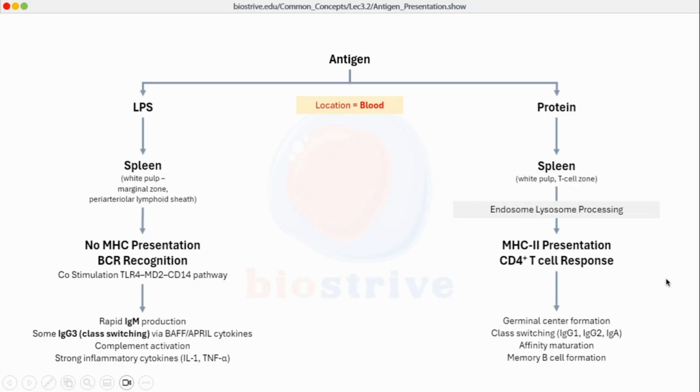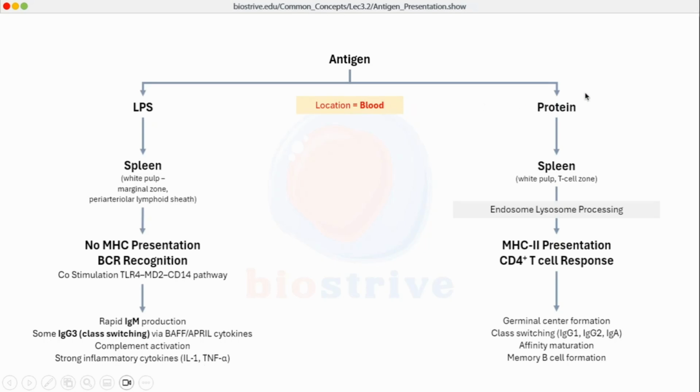Now let's summarize these concepts. If the location of entry is blood and the nature of the pathogen is LPS, it will be taken down to the spleen. There will be no MHC-based presentation. There will be only a B cell response, with co-stimulation through the toll-like receptor 4, MD2 and CD14 pathways. There will be generation of IgM antibodies. There will be no class switching. There will be complement activation, and some inflammatory cytokines will be observed as well.